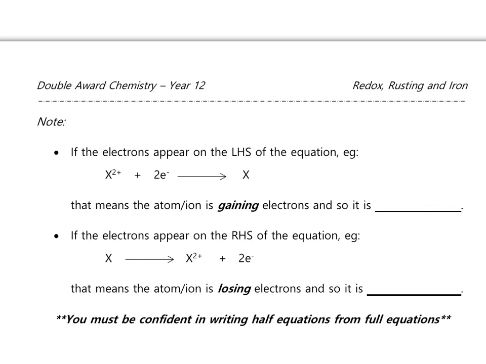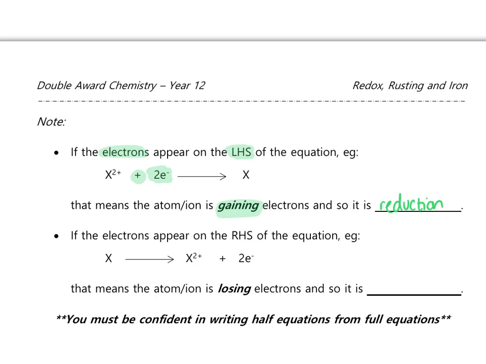So let's look first of all at the electrons appearing on the left hand side, as they are in this reaction. This is just an example where X is a random element, so X2+. You can see we've got an ion with a charge of 2+. We are adding on 2 electrons and we're forming an atom with no overall charge. This means the atom or ion is gaining electrons if they are on the left hand side. You can see we're literally adding them on. So the ion or the atom involved is gaining electrons. What is the gain of electrons? It is reduction. The gain of electrons is reduction.